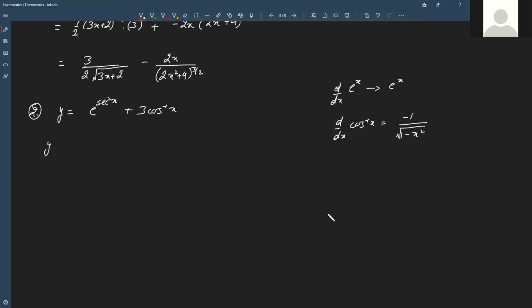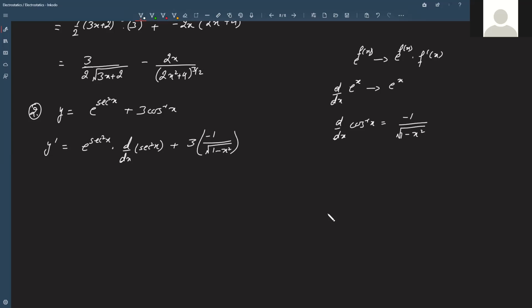So y dash is, e to the power x is e to the power x. So if it is e to the power some function of x, then you'll have to apply the chain rule, and it becomes e to the power that function of x into differentiation of that function. So this will be e to the power secant square x into differentiation of secant square x, then plus 3 into differentiation of cos inverse x, and differentiation of cos inverse x is simple, that is minus 1 divided by root of 1 minus x square.